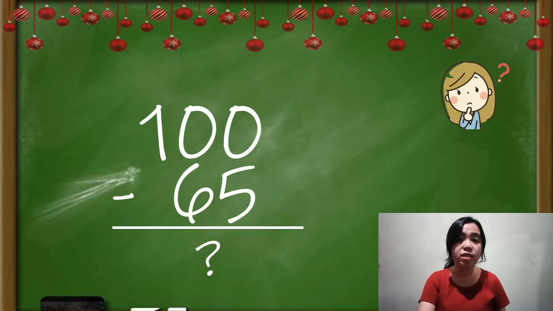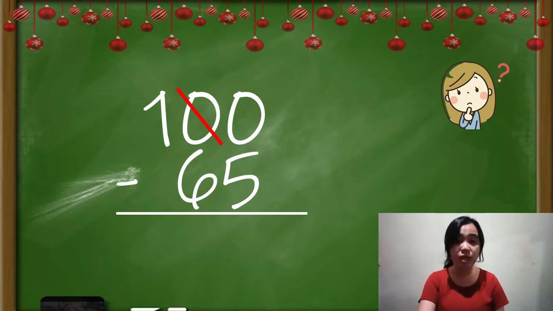So let's start answering the problem. Of course, like I said, align each value with the same value. So therefore, the 5 in 65 will be placed on the same line with 0, whose value is also ones. So now let's start answering. So 0 minus 5 cannot be done because 5 is higher than 0.